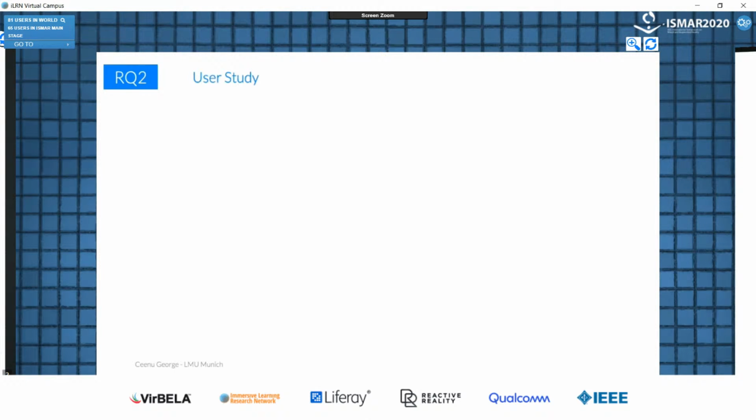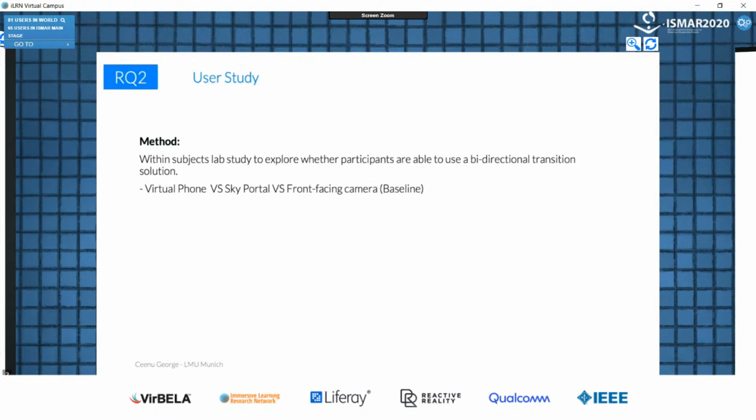So we actually tested the virtual phone in a user study. In a within subjects lab study, we explored whether participants are able to use our solution of the virtual phone to complete bidirectional transitions. And we compared the virtual phone to another one of our prototypes that we're also presenting in the paper, but we don't have time to go into the details of that prototype, which we call Sky Portal. And for the baseline, we use the front-facing camera of the HTC Vive.